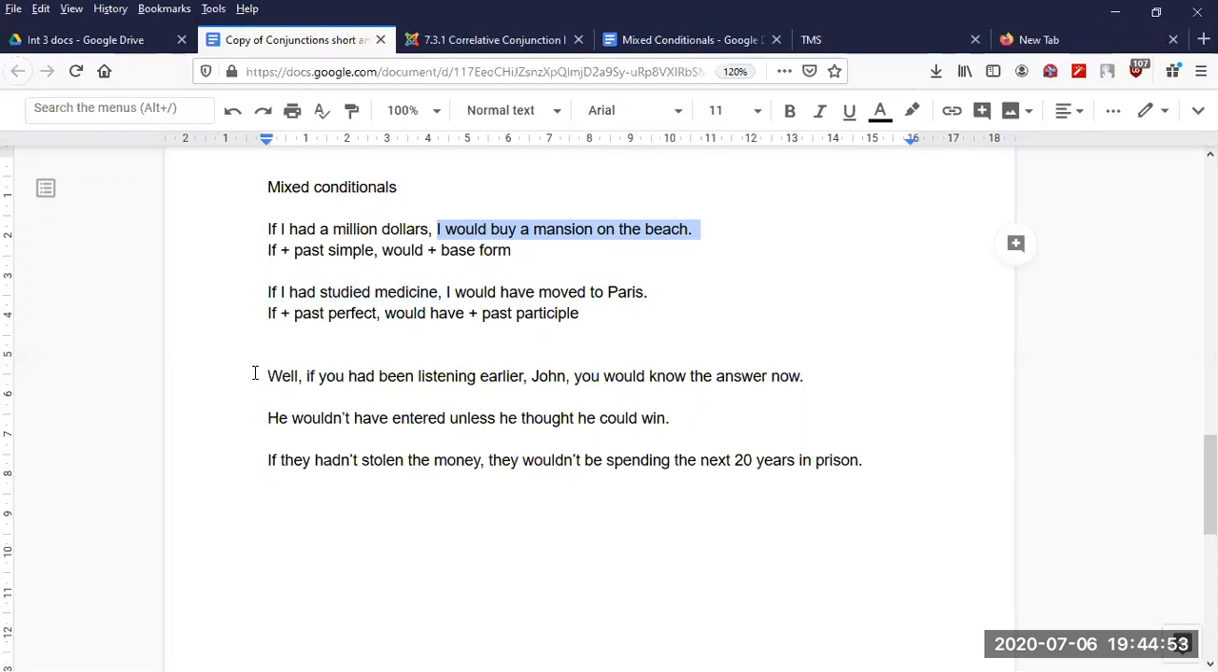So the teacher says, well, if you had been listening earlier, John, if you had been listening. So here we have the past perfect conditional. So it's part of this conditional. But the result, you would know the answer now, which is from the second, the would and the base form.